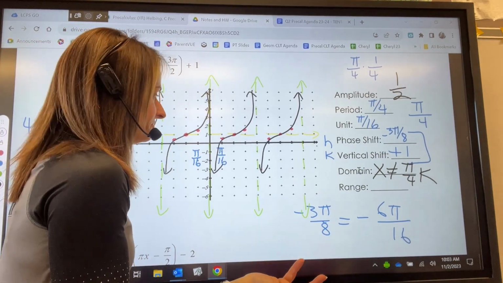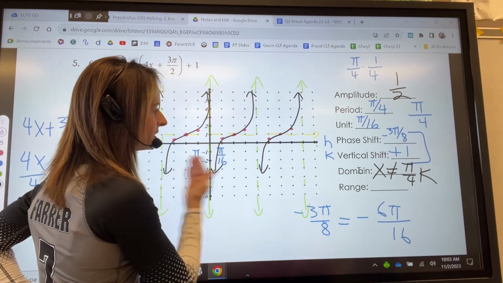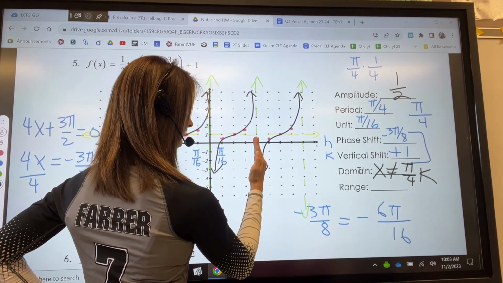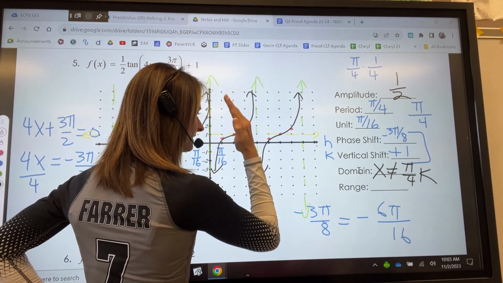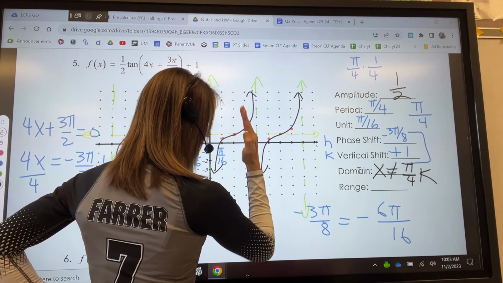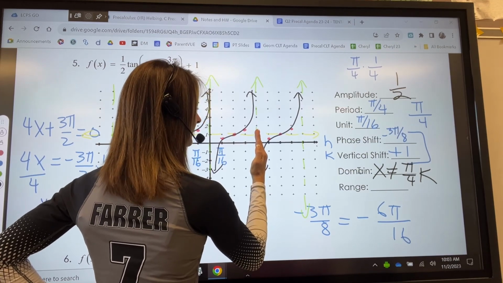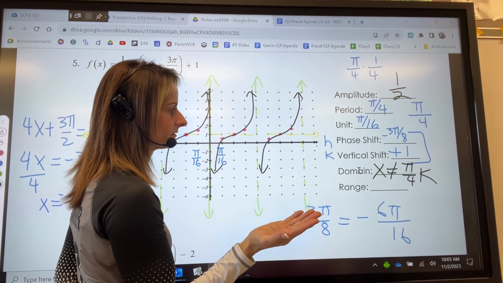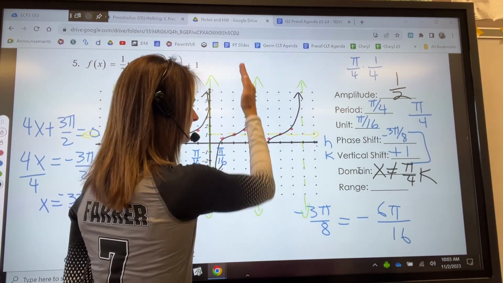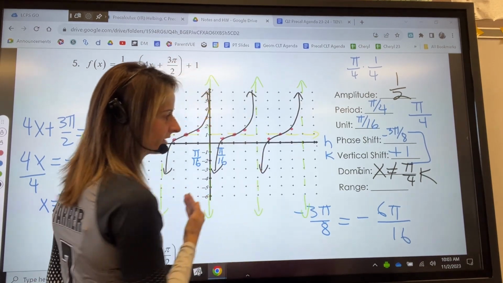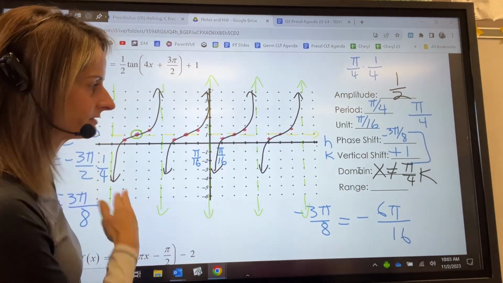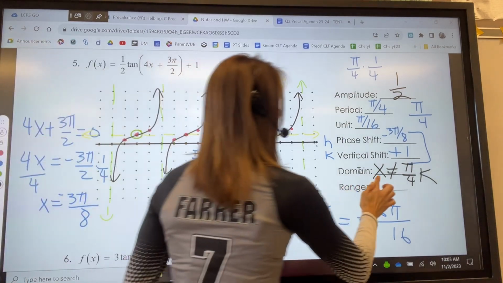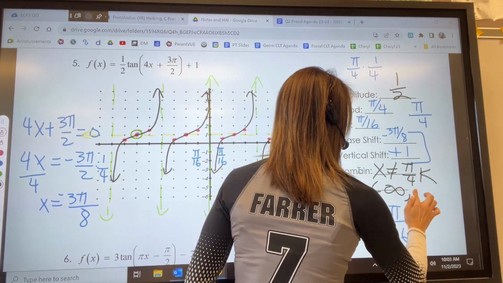Now, in theory, you can pick any asymptote you want. Let's say I picked this asymptote, which is at pi over 4. And I said the domain can't be pi over 4 plus pi over 4 k. That's not wrong. It's just redundant because the period is actually the location of where the first asymptote is. So that's the only time we ever do that. For the range, it's still negative infinity to positive infinity.